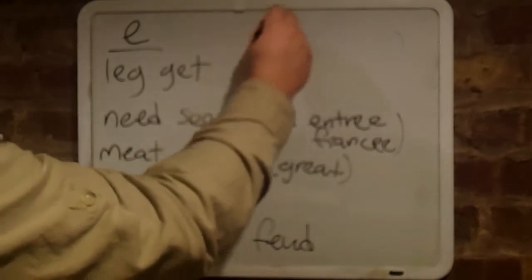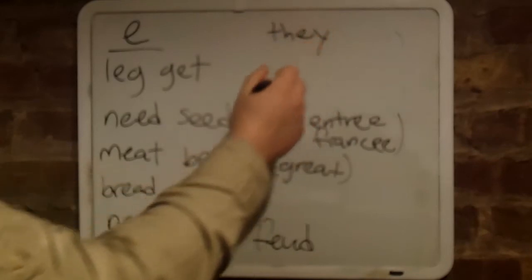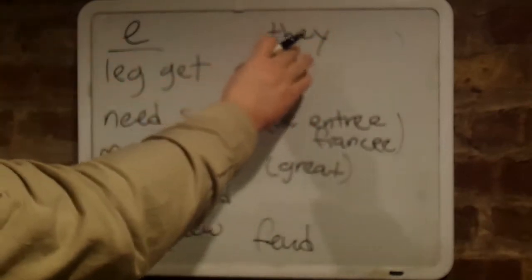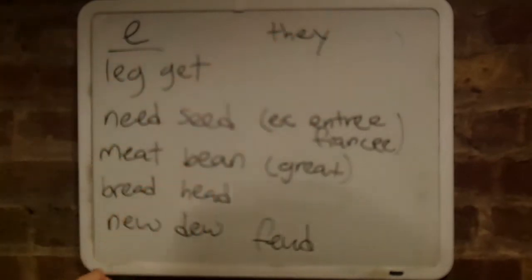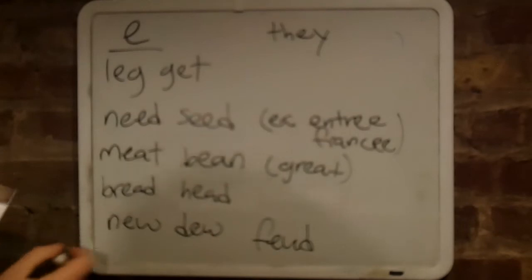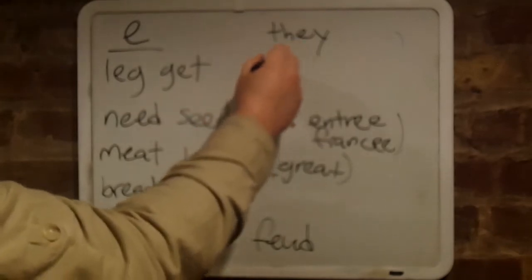EY pretty much always makes the A sound. You see this in words like they or hey, way. One irregular EY spelling is I.